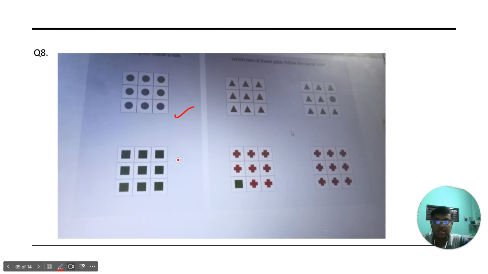Again, the reference picture has the same symbols. So this is our correct option and this is the correct one. Hope you all understand. Let's move on to question 9.